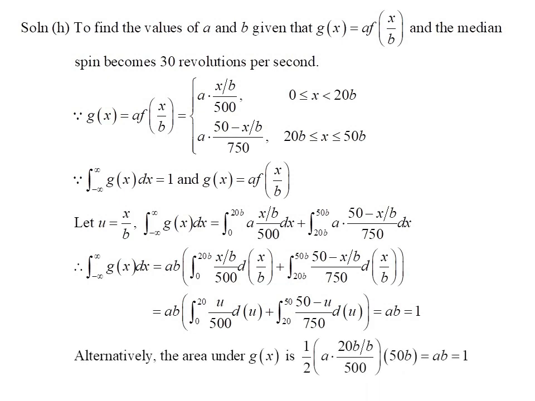Alternatively, since the area under g of x is 1 over 2 multiplied by a times 20b over b, all over 500 times 50b equals ab, which equals 1.